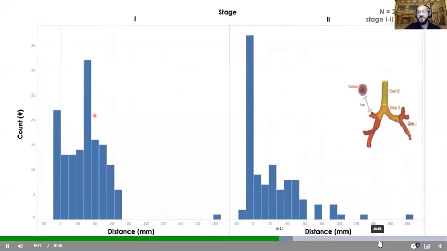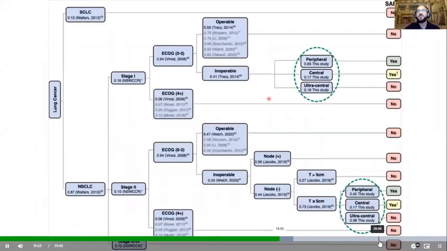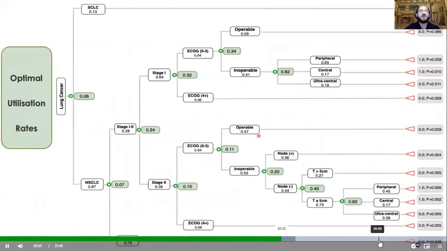And so this is the data that we needed, and we were finally able to complete our model with all the data. And now all we had to do was crunch all these numbers using some special software, and that would give us the optimal utilization rate for all these indications. So for example, for all lung cancer, 6% should be receiving SABR. For stage 1 and stage 2, 24% should be receiving SABR. And then if we look all the way at the end here, 82% of inoperable stage 1 should be receiving SABR at least once during the course of their illness.